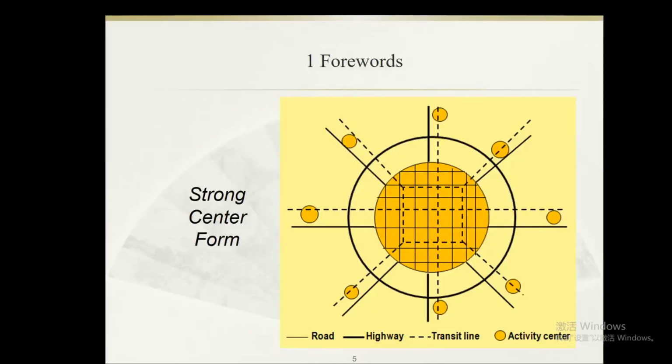Can you understand? Land use decides the travel mode attribute. What kind of land use a city has determines what kind of travel attributes this city has.